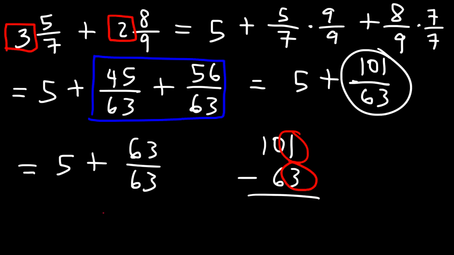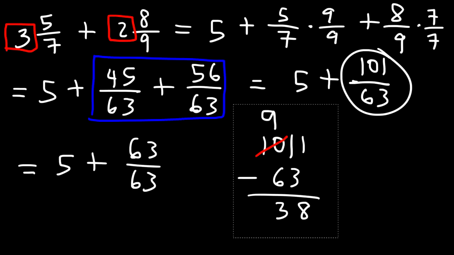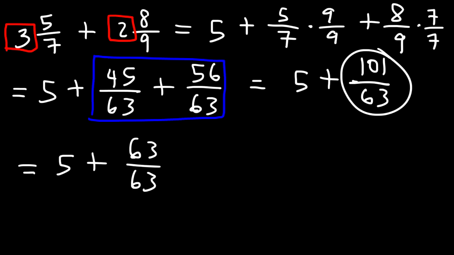1 minus 3 is a negative number, so we can't do that. So let's borrow a 1 from the 10. So the 10 becomes a 9, and the 1 becomes 11. So we have 11 minus 3, which is 8. And then 9 minus 6 is 3. So 101 minus 63 is 38. So we're going to have plus 38 over 63.